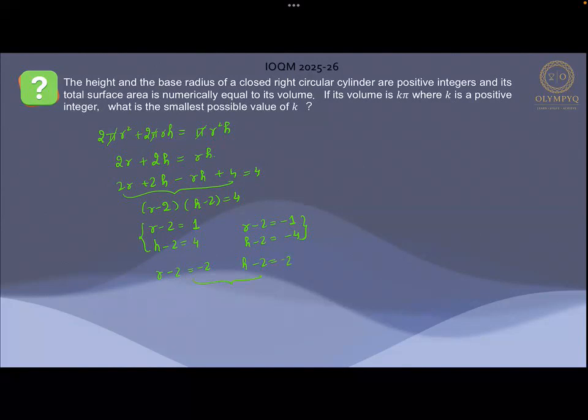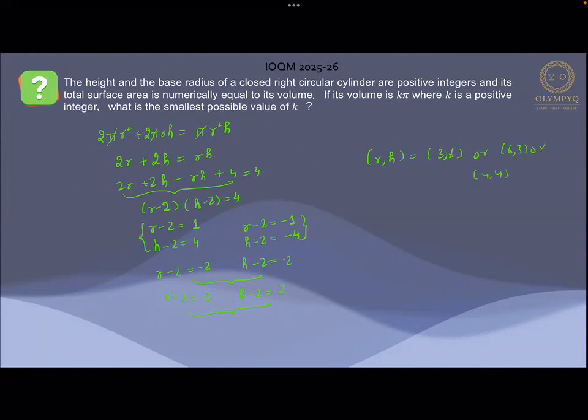Now, along with the cases we have over here, we also have r minus 2 equal to 2, and h minus 2 equal to 2. So these are the two other cases as well. So for r minus 2 equal to 1, or for these cases, we can see the possible values for r comma h come out to be either 3 comma 6, or 6 comma 3, or 4 comma 4.